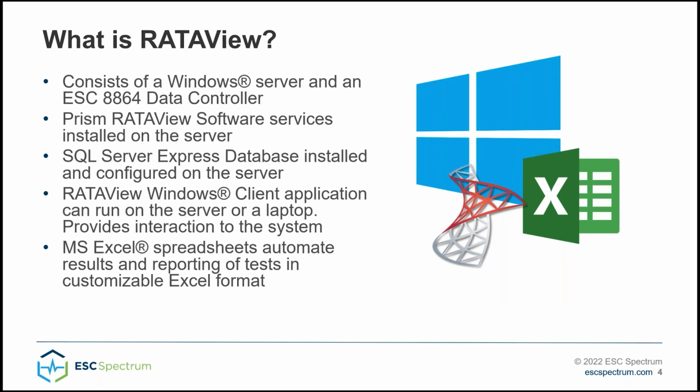So what is RATAView? It's a Windows server and an 8864 data controller, basically. On the server, we run two Prism services to collect the data from the 8864 and to display any real-time data on the RATAView application. The database itself is a SQL Server Express, and it also runs on the server. The database is configured by one of our system implementation engineers. The RATAView application itself can also run on the server or on a laptop. The application is what the end user interacts with to perform the test. And finally, we provide a Microsoft Excel spreadsheet to retrieve the data.